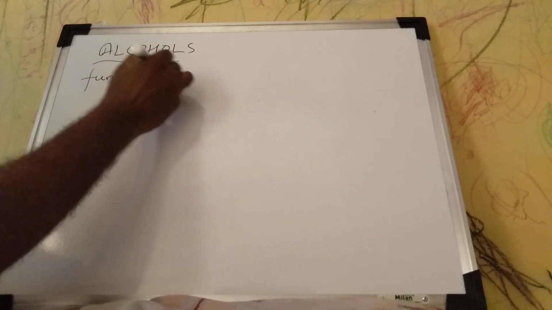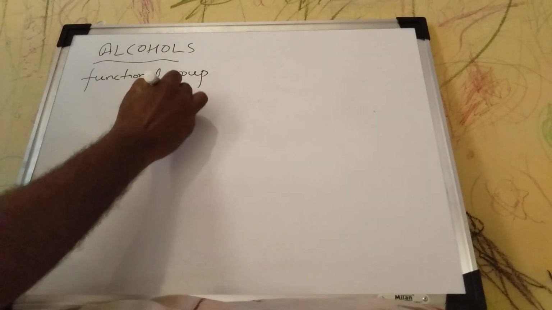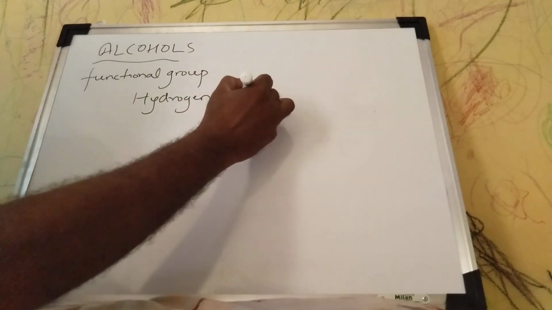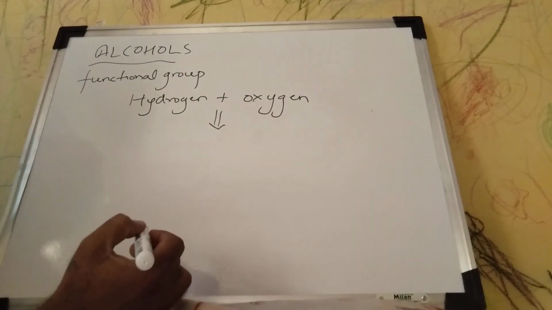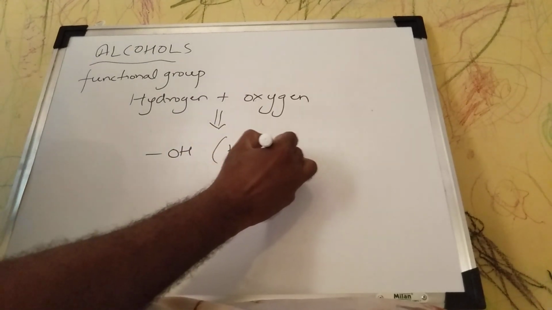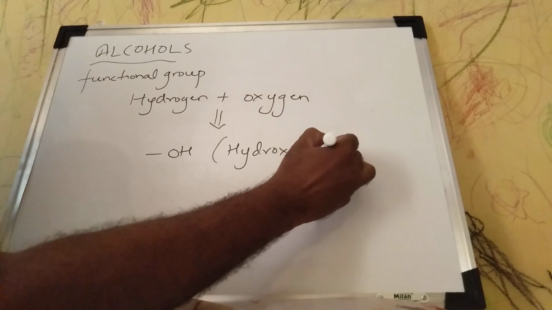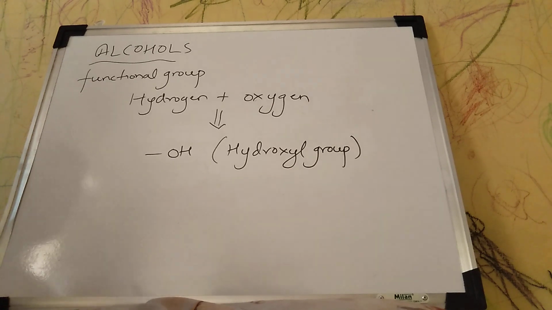Now alcohols: the functional group for alcohol consists of hydrogen and oxygen, right? Collectively it is called the hydroxyl group. Now the definition.